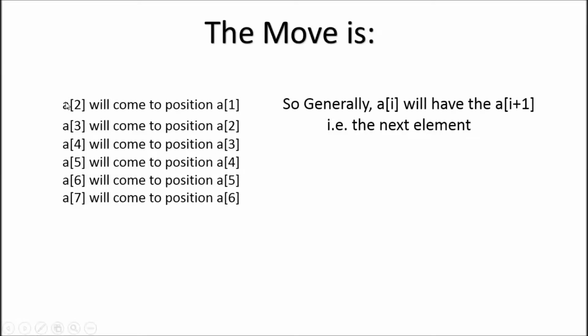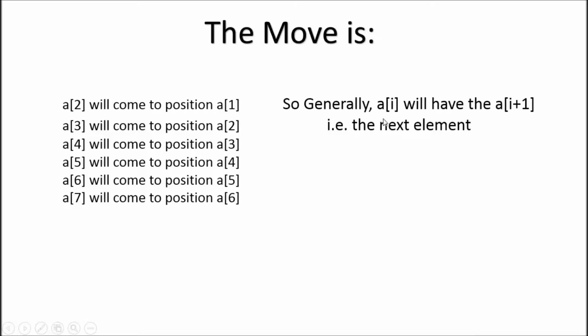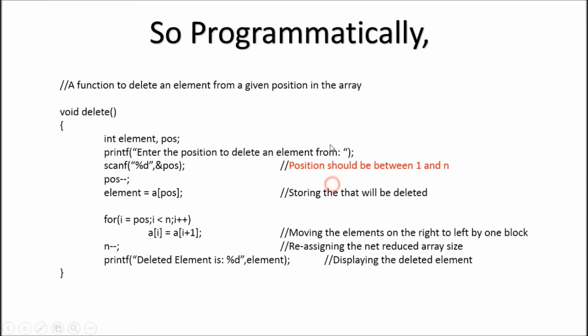So let's take a look at the first line. A of 2 will come to position a of 1. That means a of 2 will come to position a of 1 here. So that means we are moving this element to here. And that's what basically is deleting this element. So when we repeat this process till the last element, we will result with this array. So how we can do that is, generally, a of I will have the a of I plus 1, that is the next element.